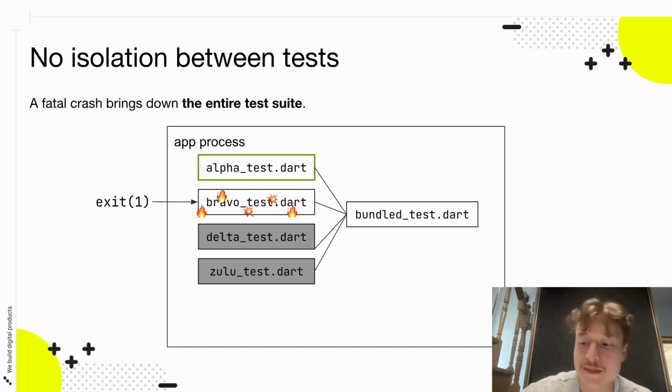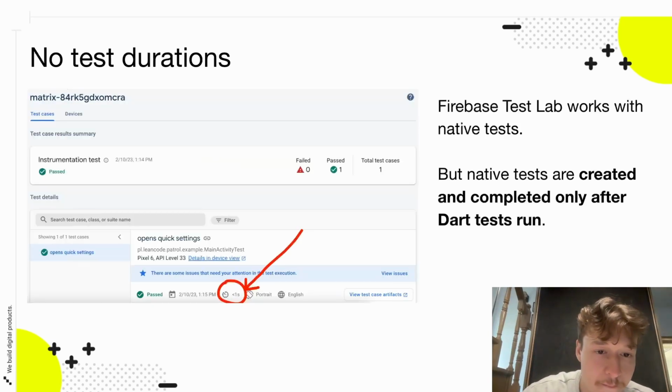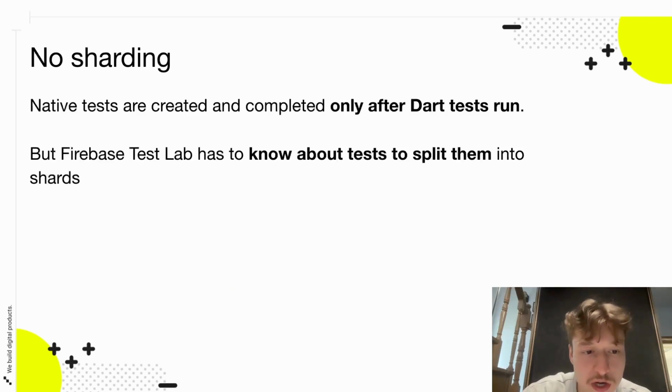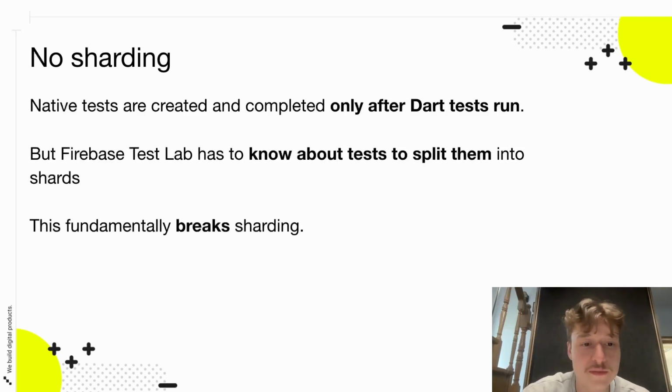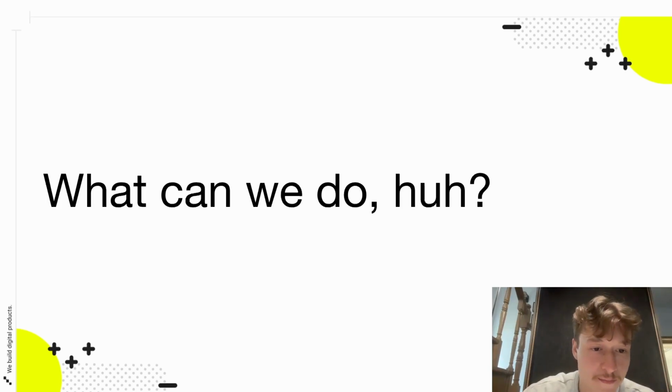So if you have 100 tests and after the 99th test you have a crash, then you don't have any results from those 99 tests. So also you have no test durations, as I said before. For example, Firebase Test Lab works with integration tests, but the native tests are created and completed only after the Dart test run. So as you can see, you have less than 1 second. Also, you have no sharding, which is that on some device farms, sharding means that the farm can split your tests into multiple shards so that it's faster because you can utilize more machines.